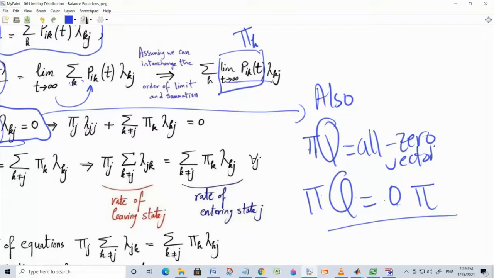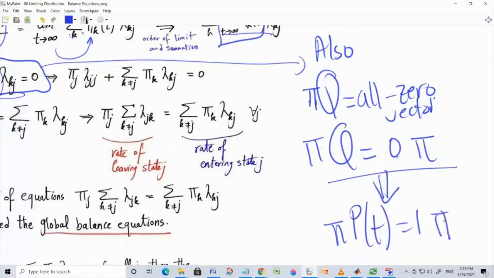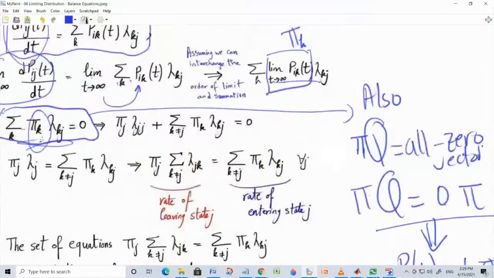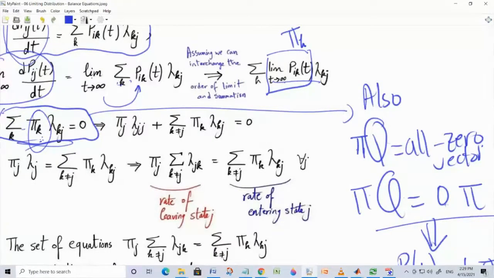Okay, so you will find the vector, it's a stationary or invariant distribution, and by the way, if you examine the relationship between Q and P of t, this will satisfy that pi P of t is equal to 1 pi. And for the chains in which you go to steady state, regardless of your initialization, you will converge to the stationary distribution. And so you get this steady state by obtaining the stationary distribution.